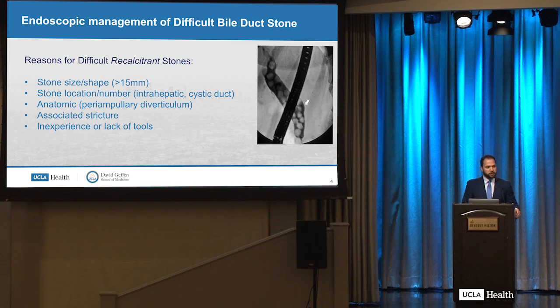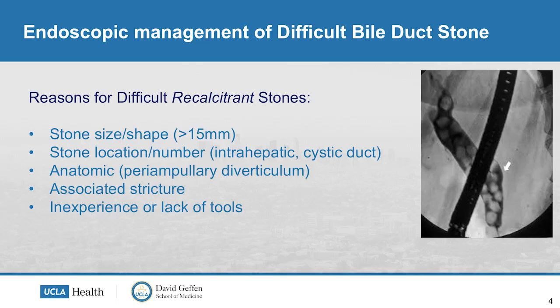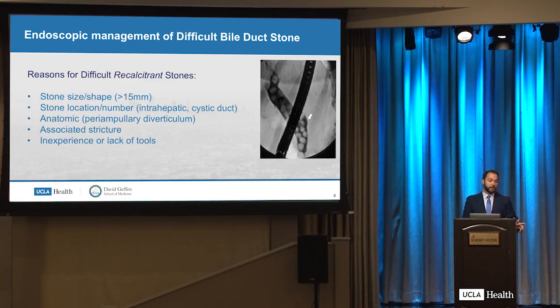So what makes a stone difficult? Well, there are a lot of factors that can play a role. As we said, size of the stone is important, the shape of the stone, the location of the stones. Intrahepatic duct stones are usually difficult. Cystic duct stones are always hard to reach and remove for sure. Sometimes you have a distal stricture with the stone impacted proximal to the stricture, which makes it difficult, and lack of tools that you might need to get this done. The good news is we have multiple factors and multiple modalities to tackle difficult stones, and that's what we will talk about over the next few slides.